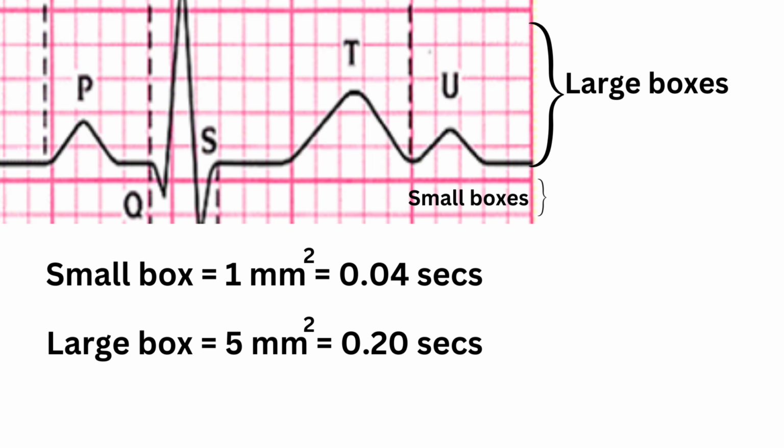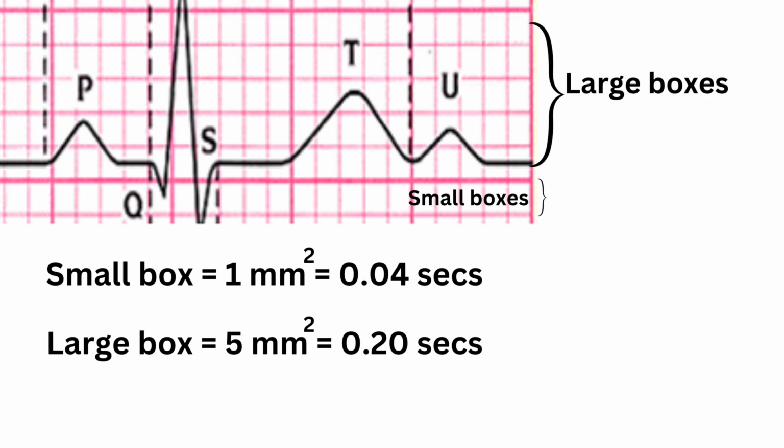Now each large box is composed of 5 small boxes. So we multiply these numbers with 5. 5 multiplied by 1 millimeter square, so the size of a large box is 5 millimeter square. 5 multiplied by 0.04 seconds is 0.20 seconds. So one large box represents 0.20 seconds.